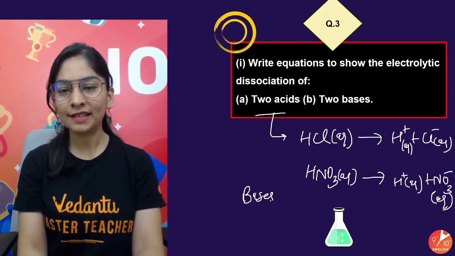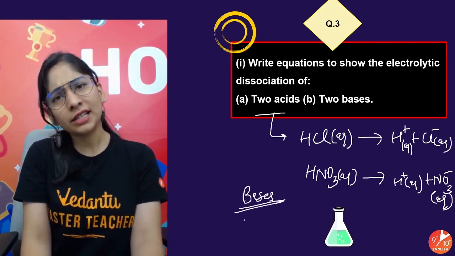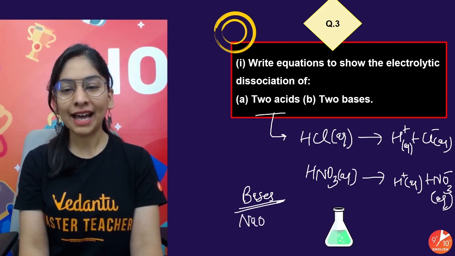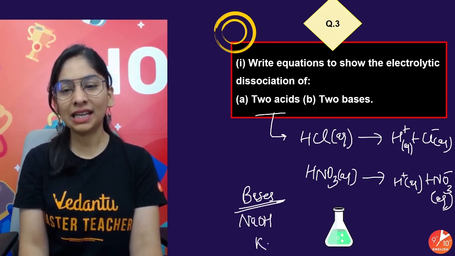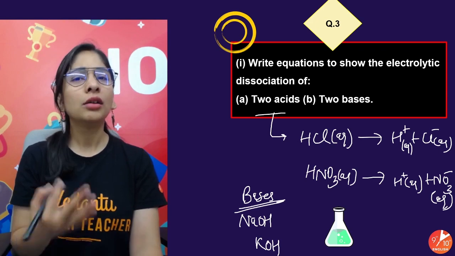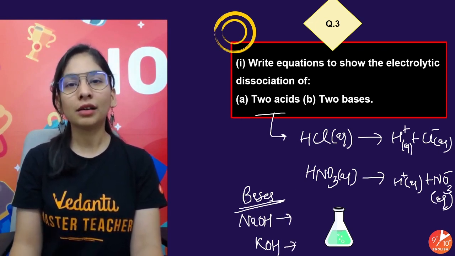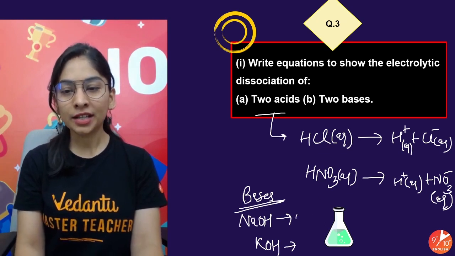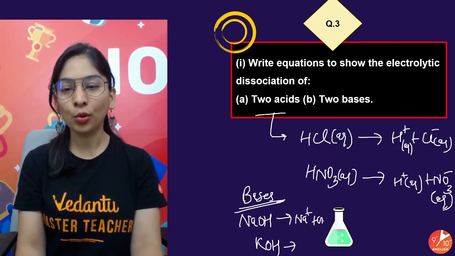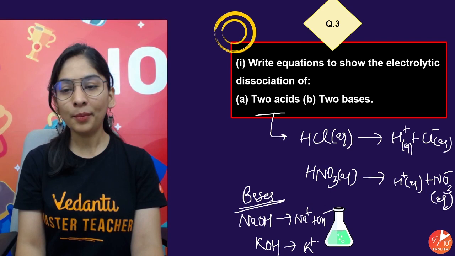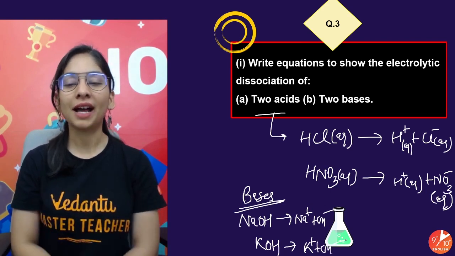When it comes to bases, let's just see that. I can take some strong bases because that will show proper ionization. You can take NaOH, you can take KOH. You could have taken ammonium hydroxide, but that won't show proper dissociation. So Na positive aqueous ion, OH negative aqueous ion, K positive aqueous ion, OH negative aqueous ions.